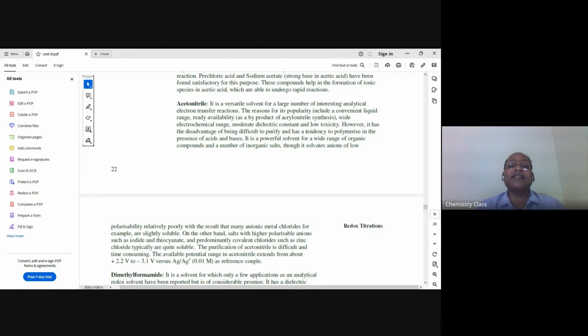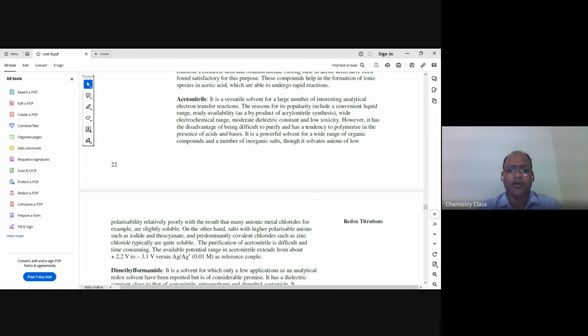So that's why it has so many favorable things, but the purification process is very difficult, as you know, because it polymerizes. As you were told, acetic acid, having the carboxylic acid group, forms a dimer. So like that, acetonitrile will form polymerized compounds, not polymers. Multiple acetonitrile molecules will tag each other, so a relatively stronger bond will form. So it is not suitable also.